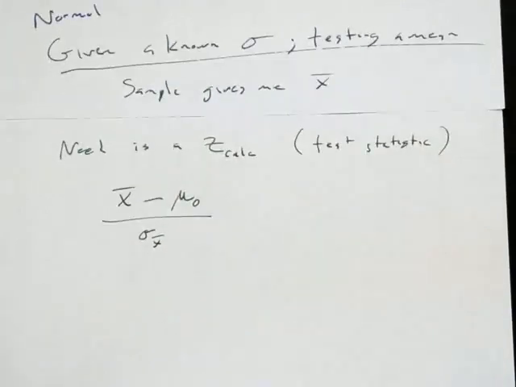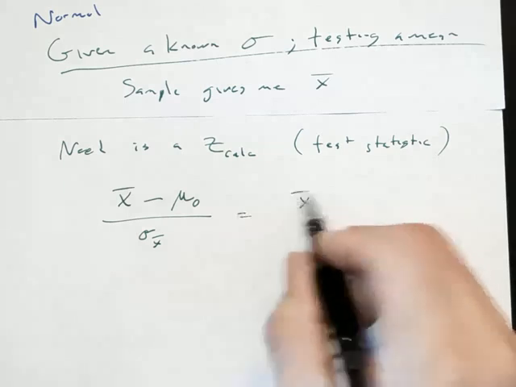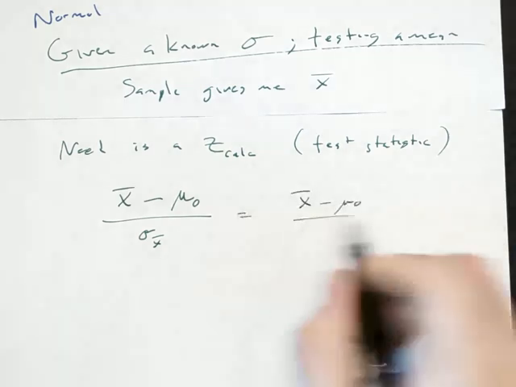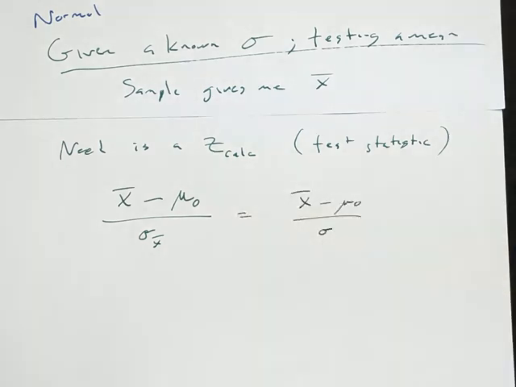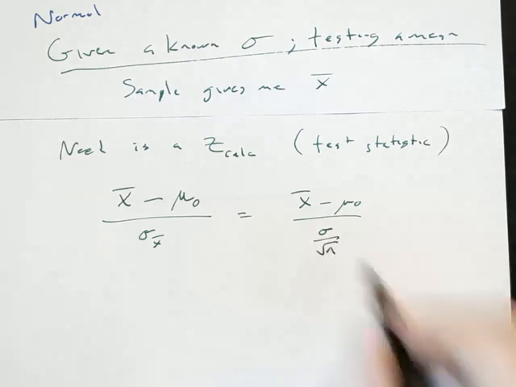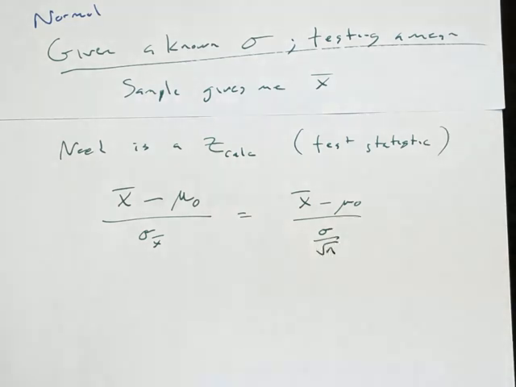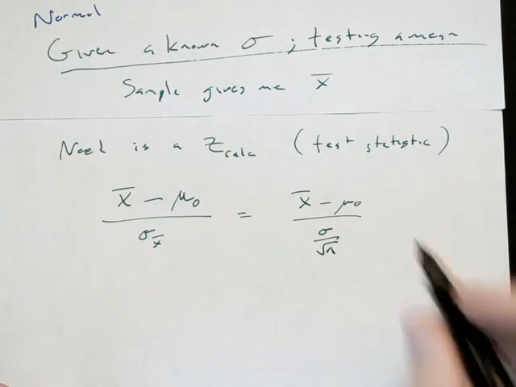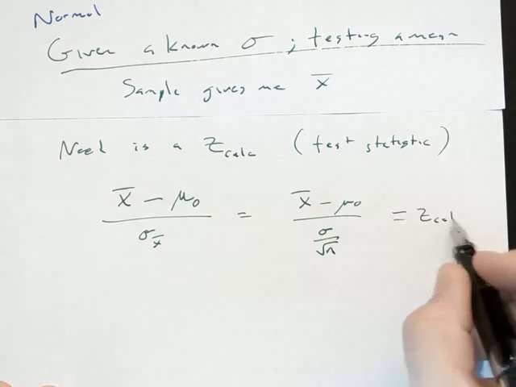How do you do standard error? Oh, that was the one with the square root thing in it, right? So that's the standard deviation we were given, because it says right up there at the top of the screen. I know the standard deviation, and I divide by the square root of n. And this is our Z-calc value.